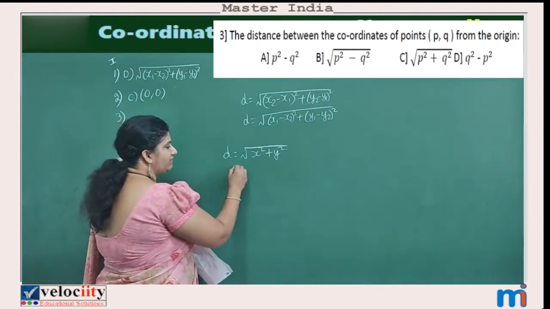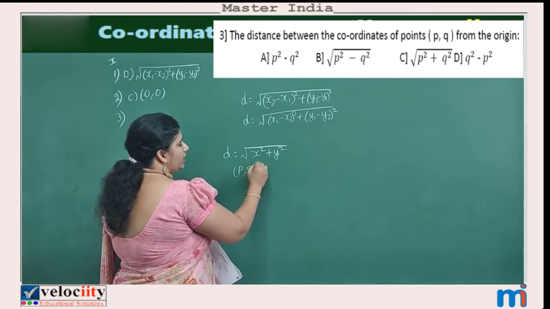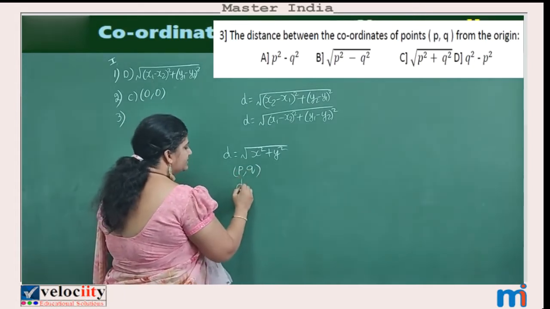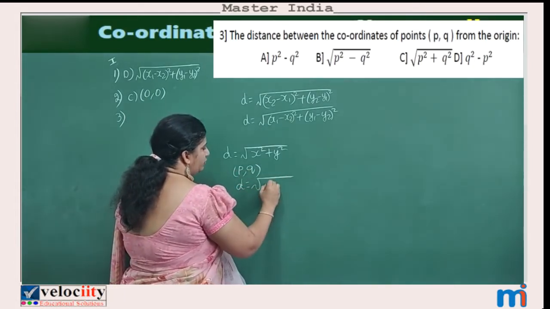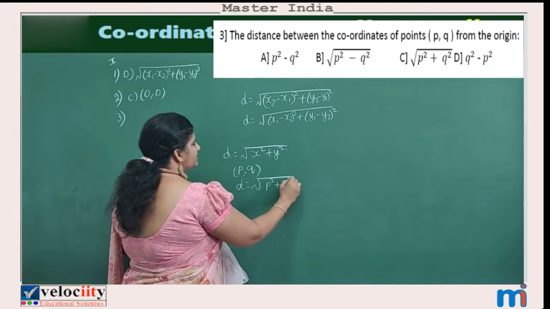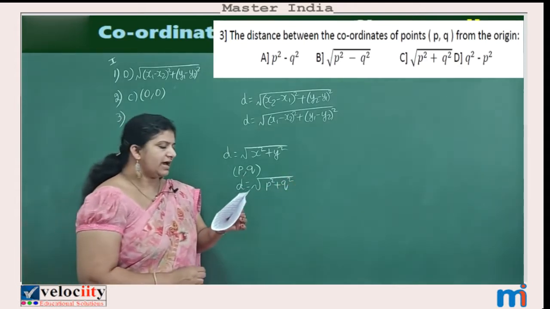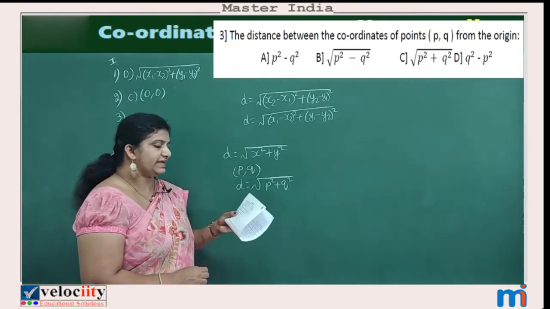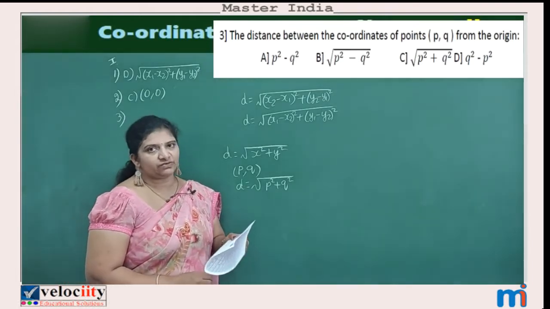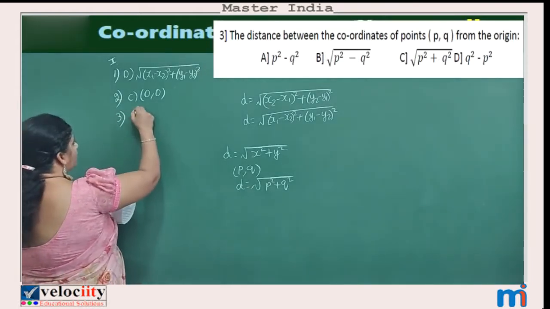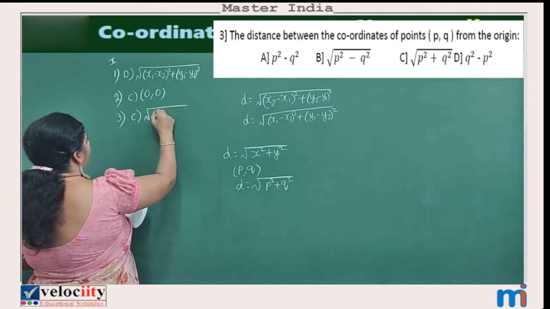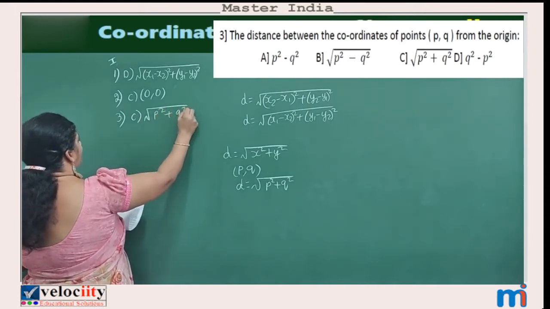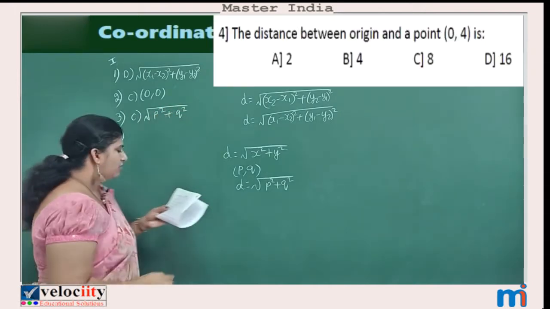But here they have given the coordinates P, Q. So the distance is equal to the square root of P square plus Q square. Observe the answer in the options. You can see option C, square root of P square plus Q square.